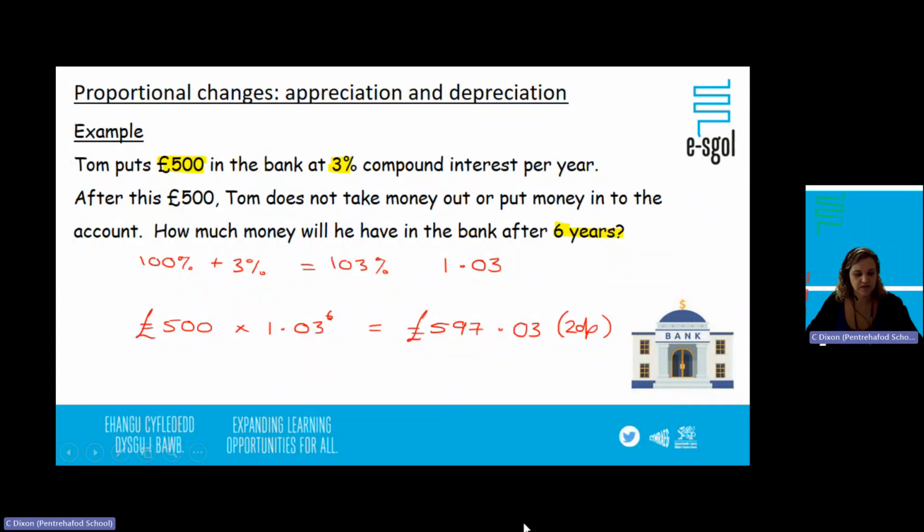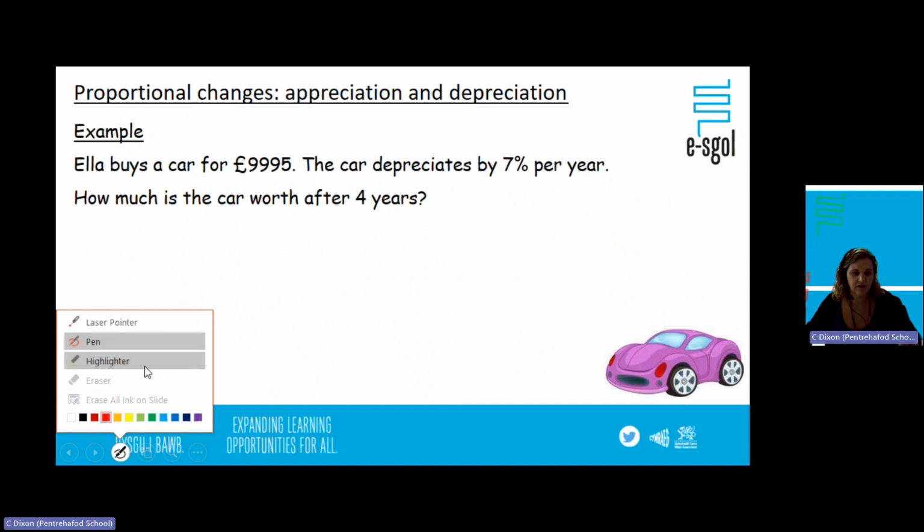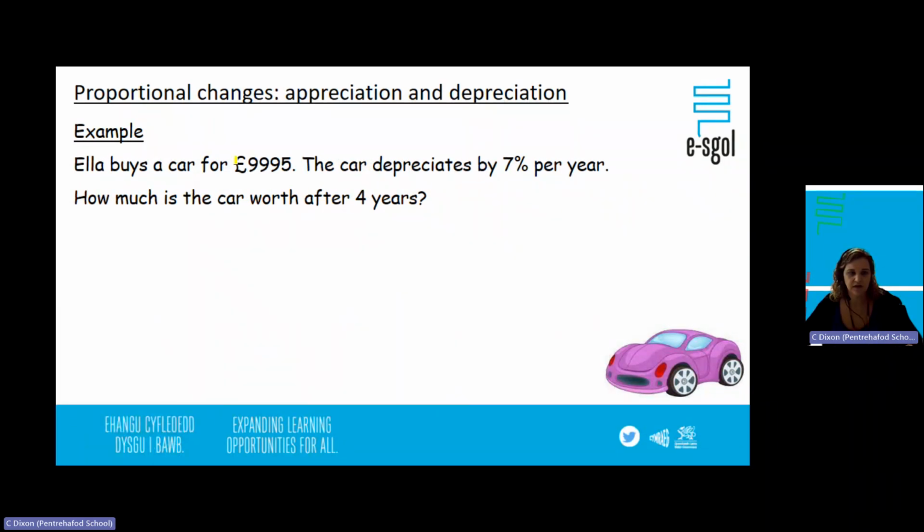And that works the same when something depreciates as well. So the next one I've got for us is a car depreciating in value. Ella buys a car for £9,995. The car depreciates by 7% per year. How much is the car worth after 4 years? So multiplier first. 100% take away 7% gives me 93%. As a decimal, 0.93. That's going to be my multiplier.